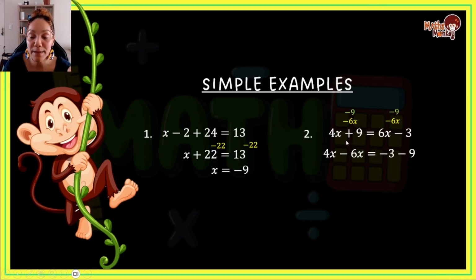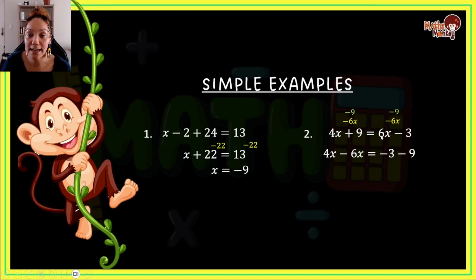Okay, so let me explain again what is happening here. I'm moving my variables to the one side and I'm moving my constants to the other. But the way I move something is by doing its opposite. So if I look at here, this is positive 9. So I'm going to do the opposite to both sides. So I'm going to subtract 9 here and subtract 9 there.